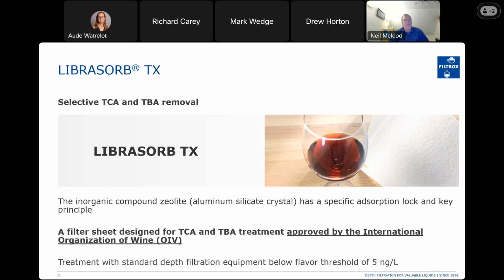And then we also have another product, Librasol TX, and this product is also a depth filter media, but now we have incorporated a component that can selectively absorb TCA and TBA without affecting, again, any other attributes that the wine may have. This product has been on the market a few years now, and it's already approved by the International Organization for Wine, known as the OIV. So again, this can be used in a standard filter press or lenticular housing.